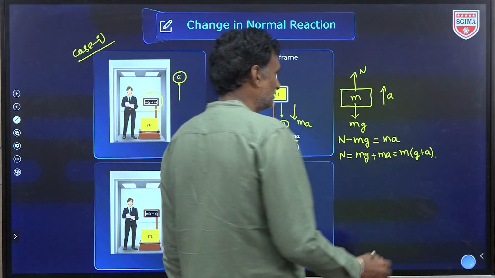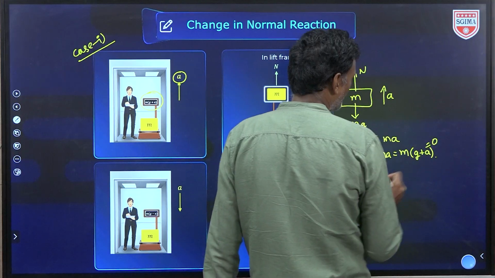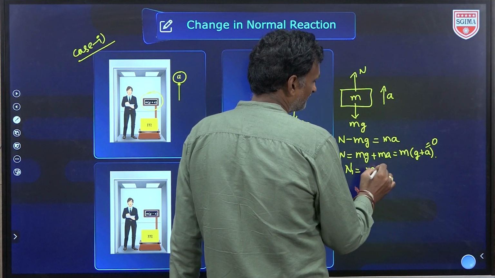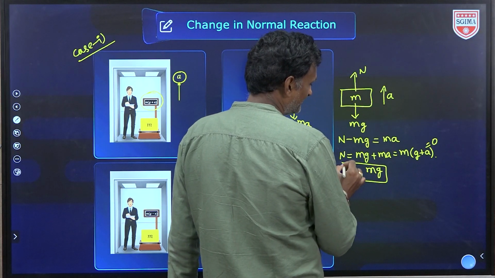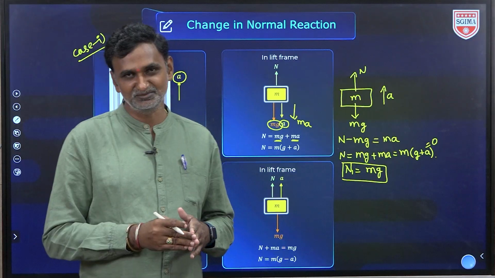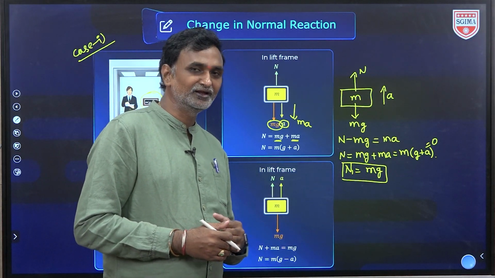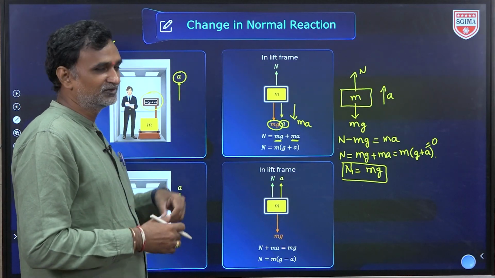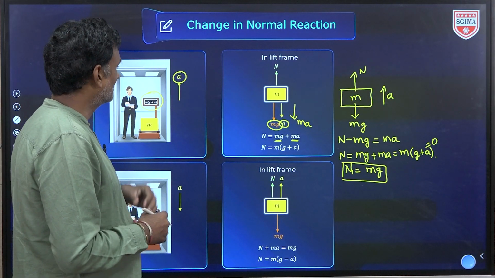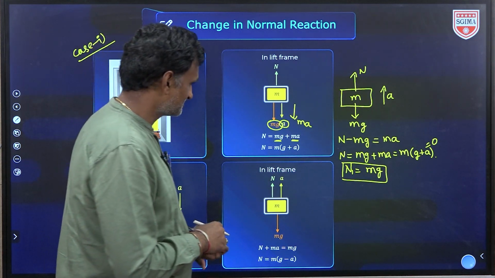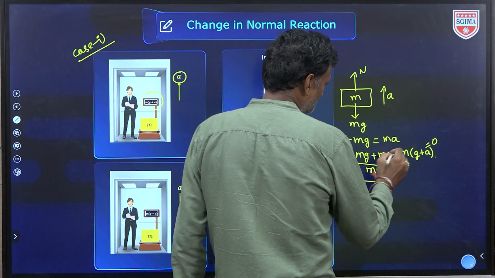Suppose the acceleration of the lift is 0. Whenever it is at rest, the normal force N1 we can take as mg. That is, suppose a block has mass m and its weight is mg, then the same reading is given whenever the lift is at rest. But whenever the lift is moving upward with acceleration, it gives a different reading, that is N equal to m into (g plus a). So we can write the same answer here.